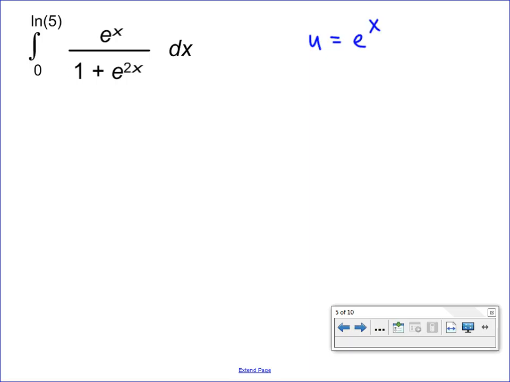I'm working towards rewriting my integrand function as u over 1 plus, and then e to the 2x is the same as e to the x squared, right? And e to the x squared is u squared. And so I'm working towards rewriting this integrand expression as u over 1 plus u squared. By rewriting in this way, what kind of rule is this looking like?